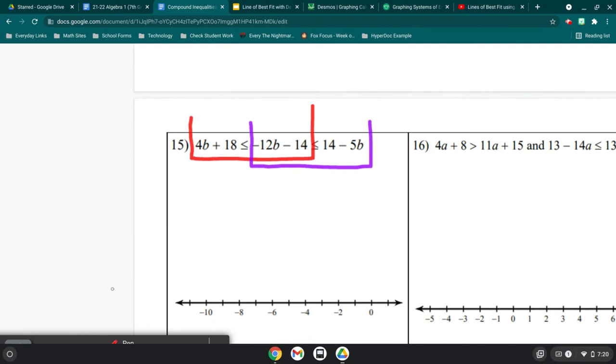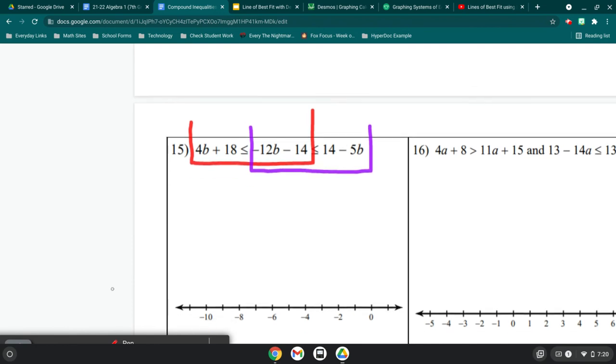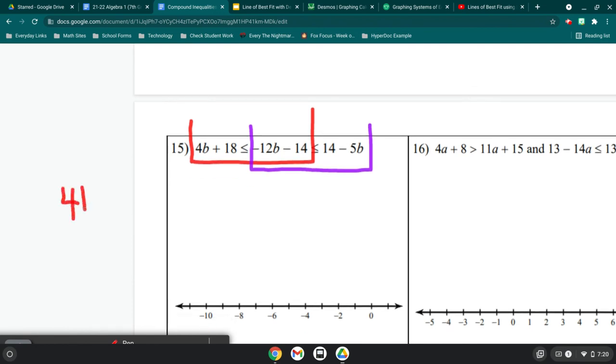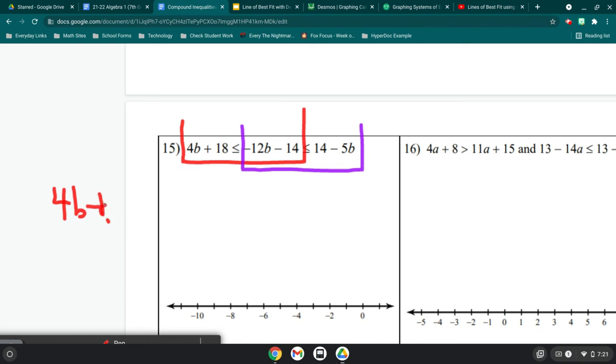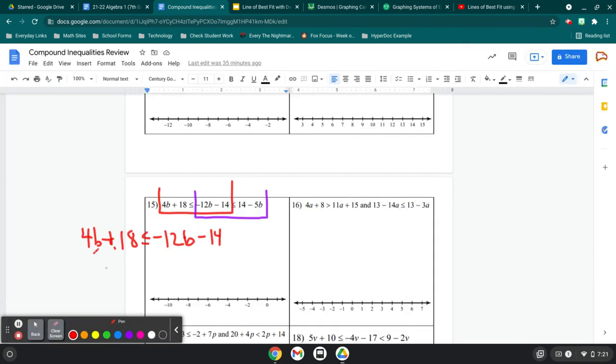So our first inequality that we'll be solving will be 4b plus 18 is less than or equal to negative 12b minus 14. Since it's written together, let's not forget that this is an "and." And we're going to be going all the way into the other problem, so just don't actually cross it out. Just ignore that for now. For me to be able to write, I need more space.